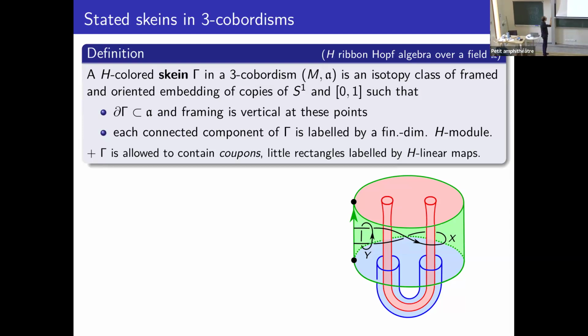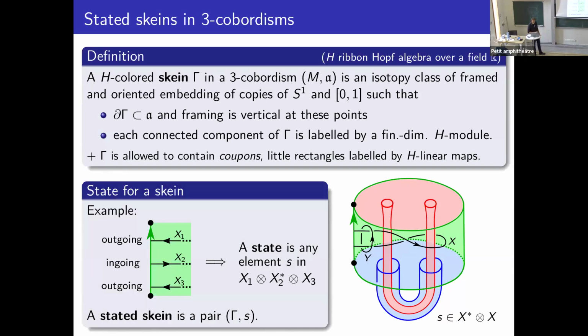And yes, we allow coupons. Coupons are exactly like in the Reshetikhin-Turaev formalism. You can have little boxes labeled by H-linear maps. And of course, the H-linear map by which you label has to be compatible with the labels of the ingoing and outgoing strands. Okay, so this is for a skein.